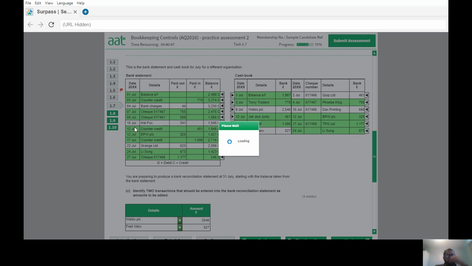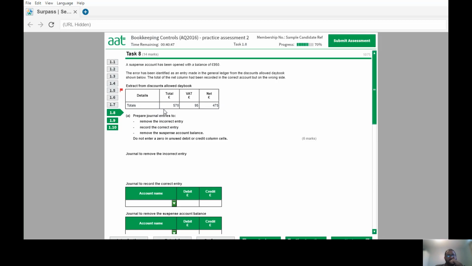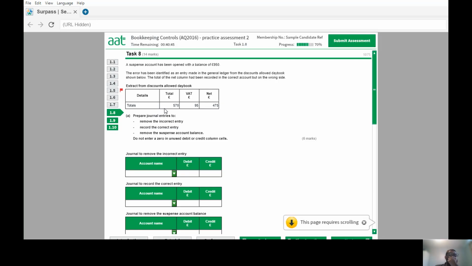1.8. Then we have a question about suspense accounts. The suspense account has been opened with a balance of £950. So here what we now have to ask ourselves: an entry has been identified in the general ledger for the discount allowed daybook shown below. The total of the net column has been recorded in the correct account, but on the wrong side.